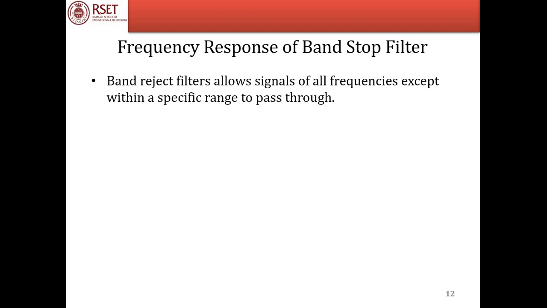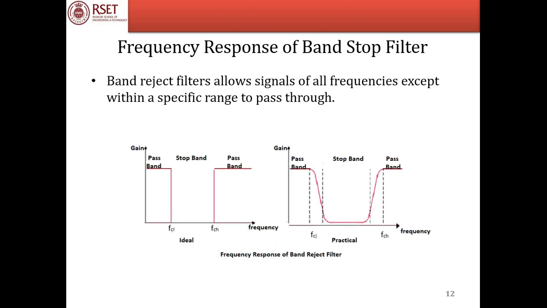Let us consider the frequency response of band stop filter as well. Here also we are considering the ideal case and the practical case. In the case of band stop filter or band reject filter, we can see that there are two pass bands, one lesser than FCL and the second pass band greater than FCH, and a single stop band between FCL and FCH. In the ideal case, we can see that the transition from the pass band to stop band at FCL and the transition from stop band to pass band at FCH is sharp or sudden.